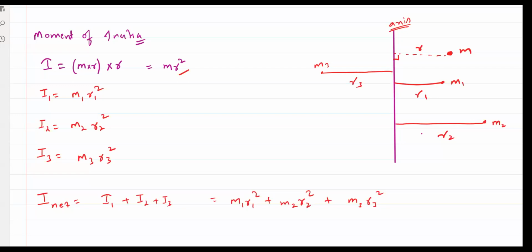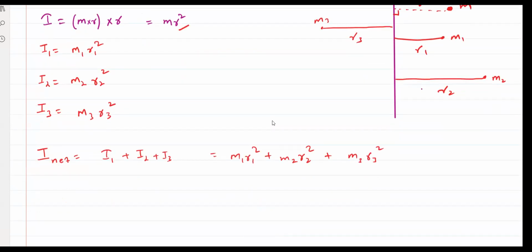And if we have n number of objects, then what can I write? In that case, for the total system, I system will be the summation of mi into ri whole squared. Yes or no? Raise your hand.